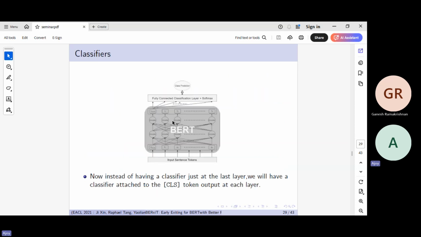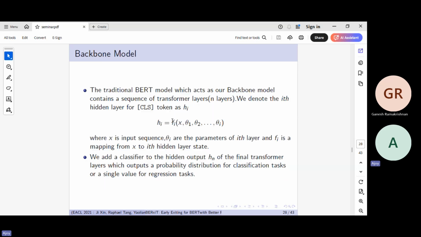So this is the BERT architecture, and as you can see, it is an encoder only architecture, which is used for tasks like class prediction and so on. After each encoder layer, we have a hidden state i, which we define as H i. We add an exit after each H i. So we add a classifier at each layer. If there are a total of n transformer layers, we will have a total of n classifiers added for early exit.